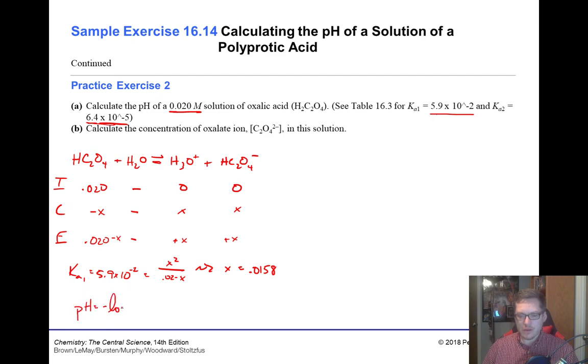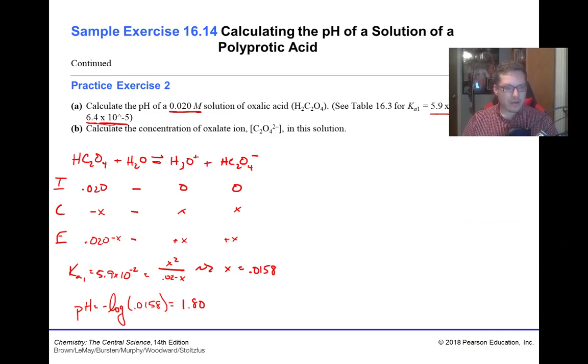So it would be the negative log of 0.0158. And then if we're feeling frisky at the end, we could go ahead and plug in whatever we get from the next part just to see if we get the same thing. So negative log of 0.0158. All right, and we get 1.80. So the pH of this guy here would be 1.80. And remember, this has 2 sig figs, because that first one before the decimal doesn't count. All right, so that's the first battle here. But then it asks us for the concentration of the oxalate.